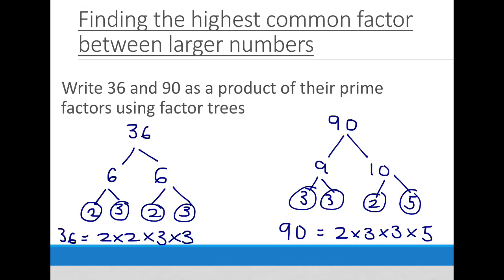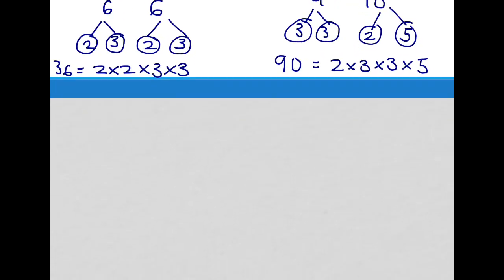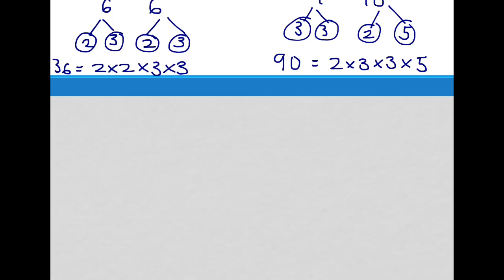So what you should have got is 36 is 2 multiplied by 2 multiplied by 3 multiplied by 3, and you should have got 90 equals 2 multiplied by 3 multiplied by 3 multiplied by 5. And what we're going to do now is look at how can we use this information to help us find our highest common factor. Well, we're going to use something called a Venn diagram.